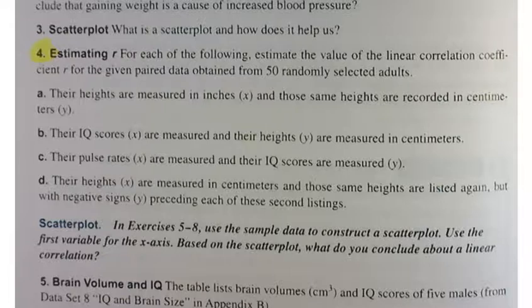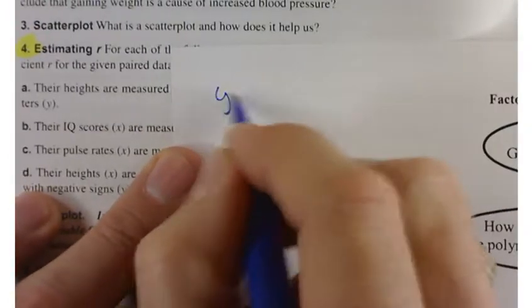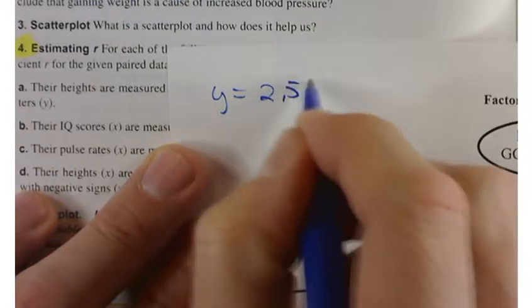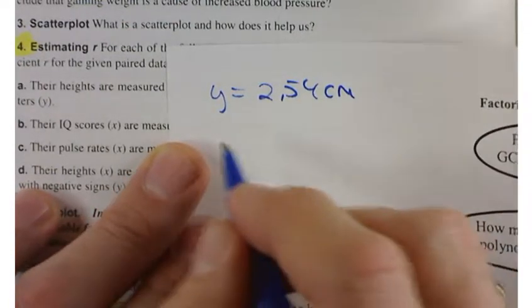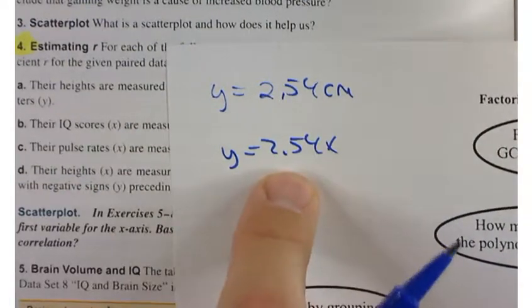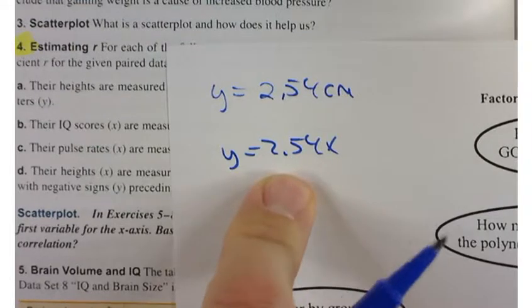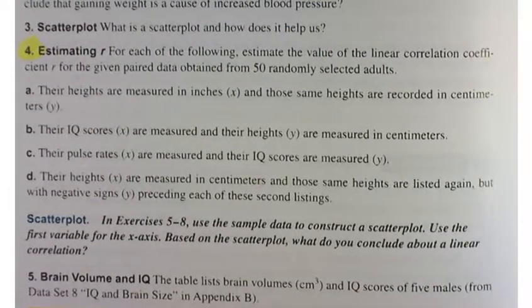1. Should be 1 because there's an exact linear relationship, and I think each inch is worth 2.54 centimeters, or y equals 2.54x. So it's just going to be a perfect straight line. In that case, you're going to get a nice linear correlation of 1. Good.